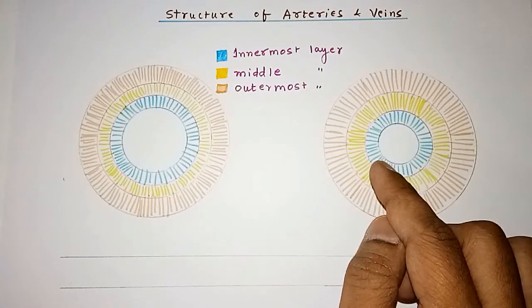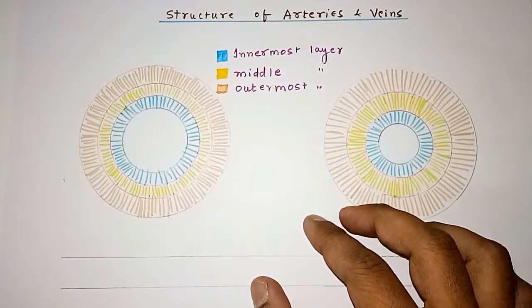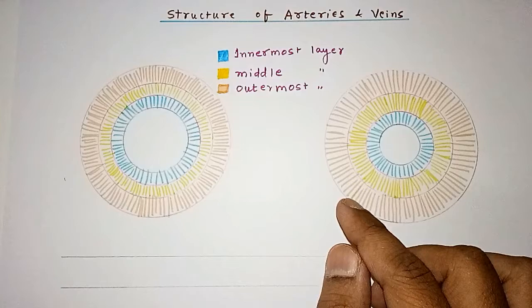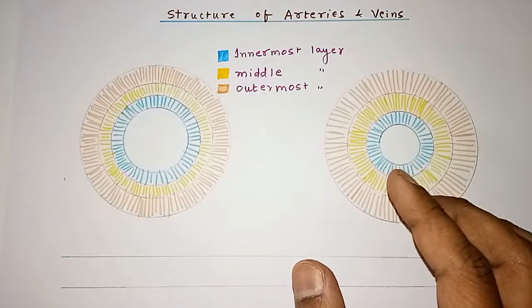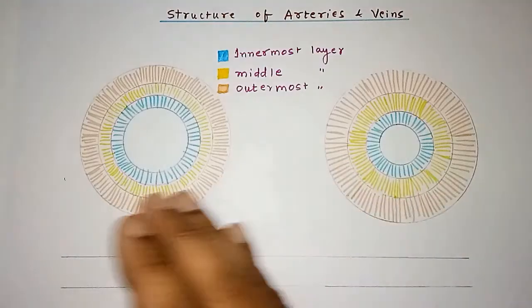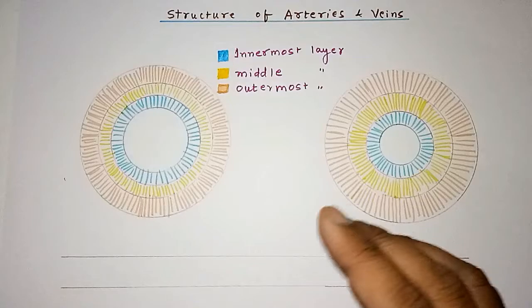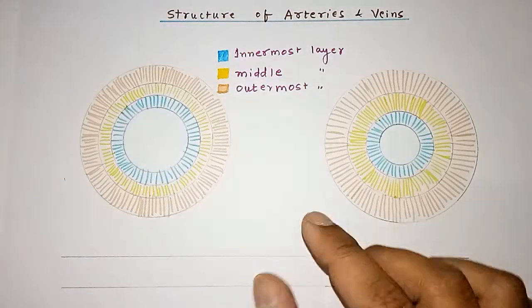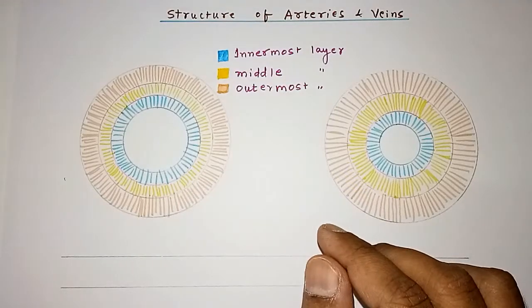So the innermost layer is called tunica interna, which is made up of squamous epithelial cells. The middle layer is also called tunica media, which is made up of smooth muscles, and the outer layer of arteries and veins is called tunica externa, and it is made up of elastic fibers and connective tissues, which help in joining the arteries and veins to the muscles.